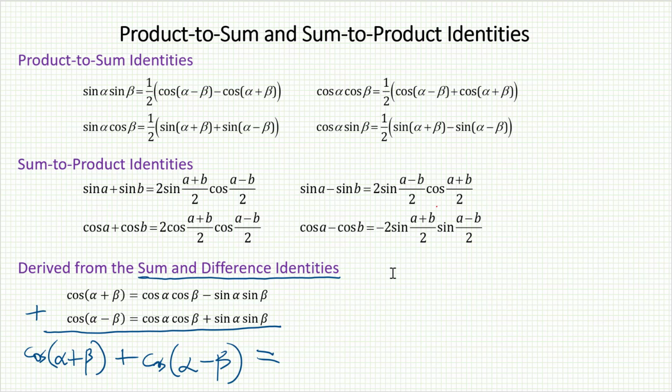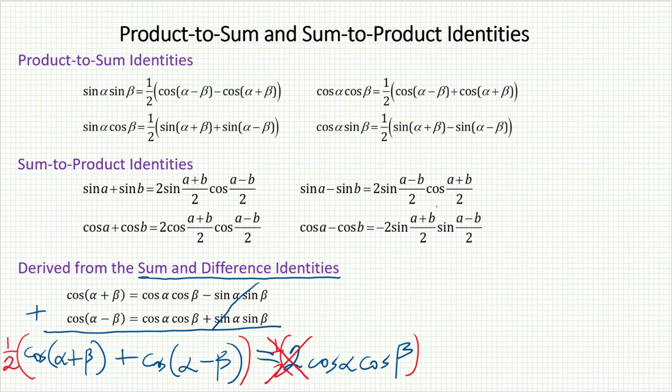On the left, I'll have cosine of alpha plus beta plus cosine of alpha minus beta. And then on the right, these two terms at the back are like terms, so they would disappear, minus and plus. And the other two terms are also like terms. I have cosine alpha cosine beta plus another cosine alpha cosine beta, for a total of two of those. Well, all I need to do now is multiply both sides by 1/2. Of course, on the right side here, the 1/2 will simply wipe out the 2.